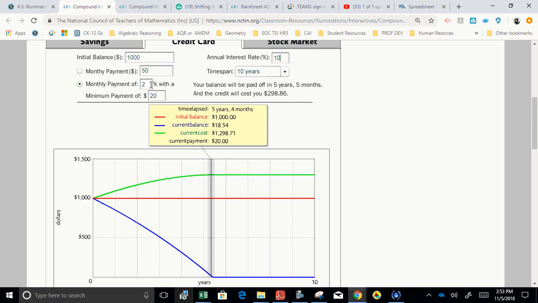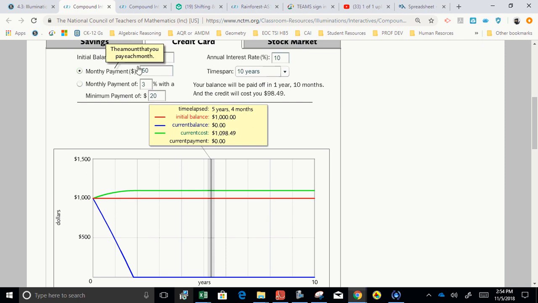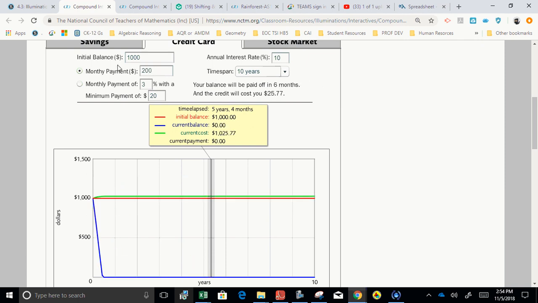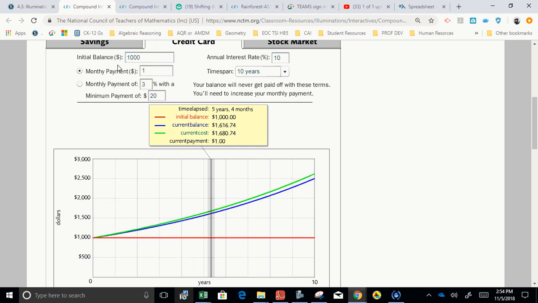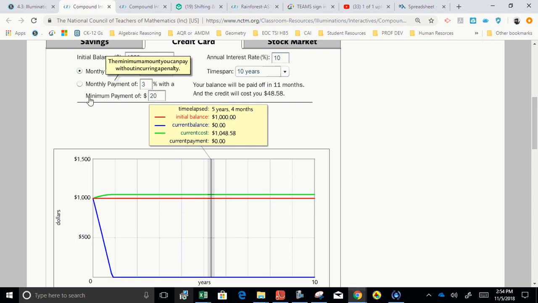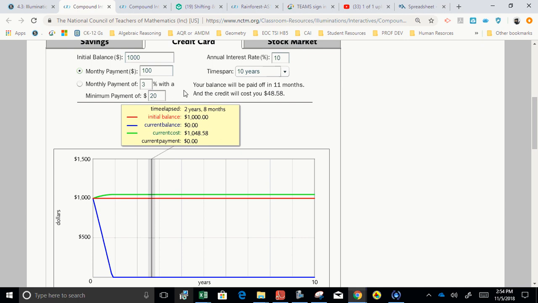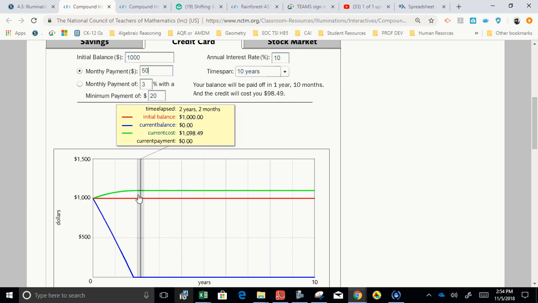But if I increase my minimum 3%, or if I make my monthly payment a fixed amount, how much could you do a month? $10 a month? Too little. $100 a month? That'll do it. What if I do 50? Anyway, you're supposed to explore and decide what's what. Okay, there it is. If I do 50, it'll take me 1 year and 11 months to pay it off, and it'll cost me $100, more or less, $98.49.